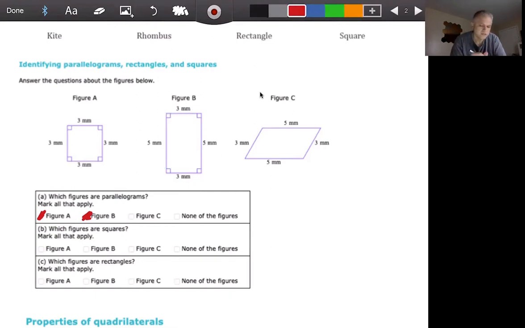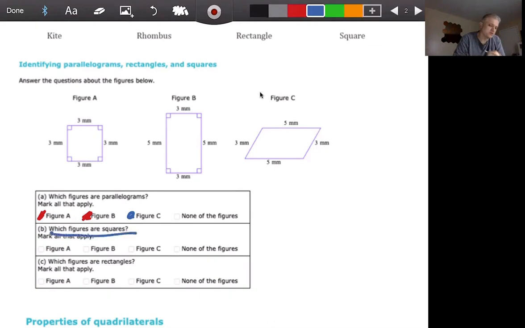And now for C. Opposite sides are congruent? Yes. Other opposite sides are congruent? Yes. So all 3 of them are parallelograms right off the bat. So if they're parallelograms, they might be a rhombus, a rectangle, a square, okay, because those are all types of parallelograms.